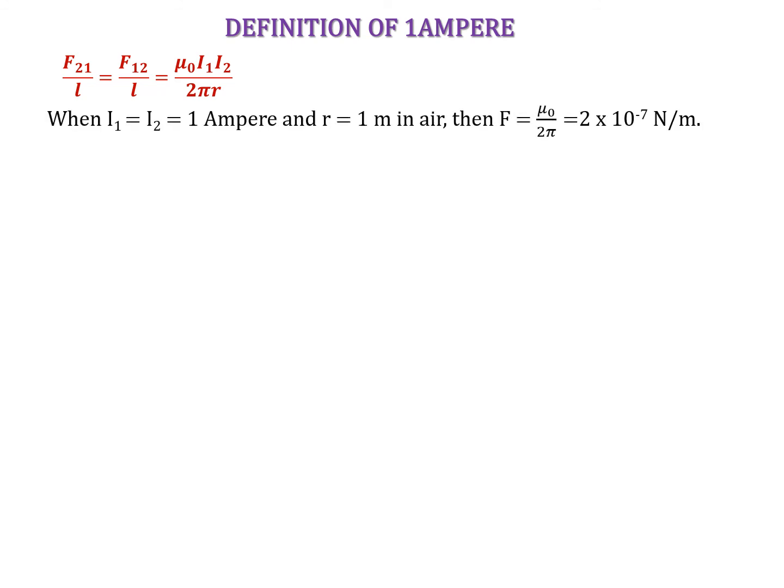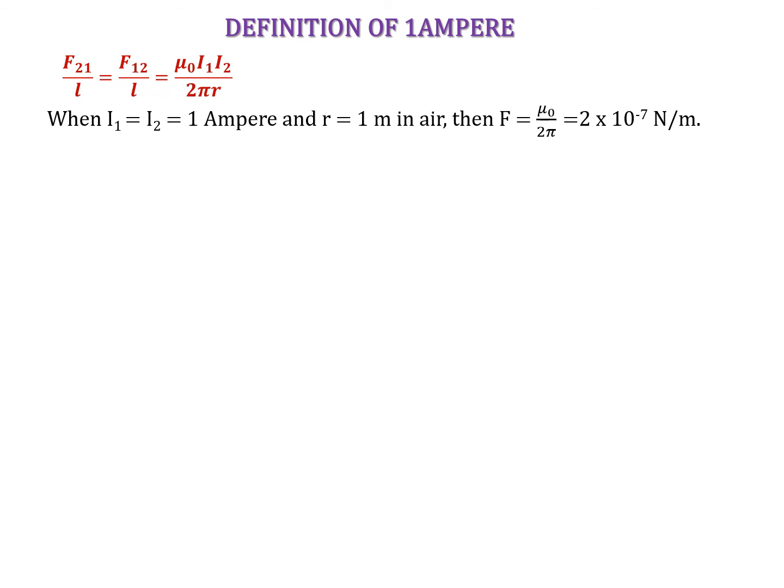Definition of 1 ampere. The formula of force per unit length that we have derived can be used to define the SI unit of current. In this equation, if we assume I1 and I2 each is 1 ampere, and the conductors are separated by 1 meter in air or vacuum, then the force per unit length on each conductor will be mu naught upon 2 pi, because the remaining terms are 1. Unity.